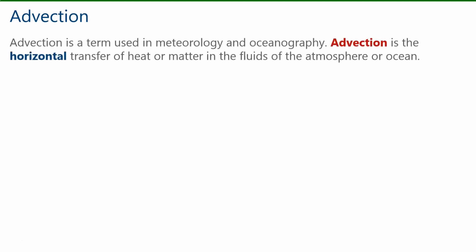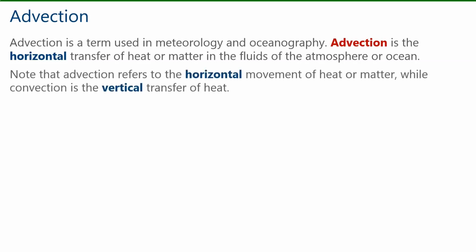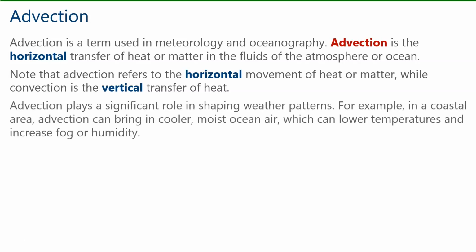Advection is a term used in meteorology and oceanography. Advection is a horizontal transfer of heat or matter in the fluids of the atmosphere or ocean. Note that advection refers to the horizontal movement of heat or matter, while convection is the vertical transfer of heat. Advection plays a significant role in shaping weather patterns.